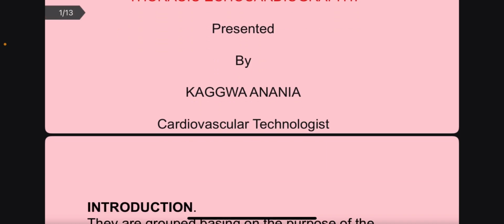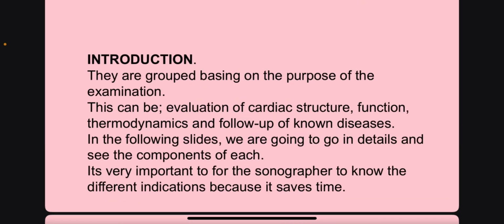Here we can continue with our introduction. The AHA and the ASE grouped these indications based on the purpose of the examination. Is it to evaluate the cardiac structure, function, hemodynamics, or follow-up of known diseases? So in the following slides, we are going to go into detail and see each component.